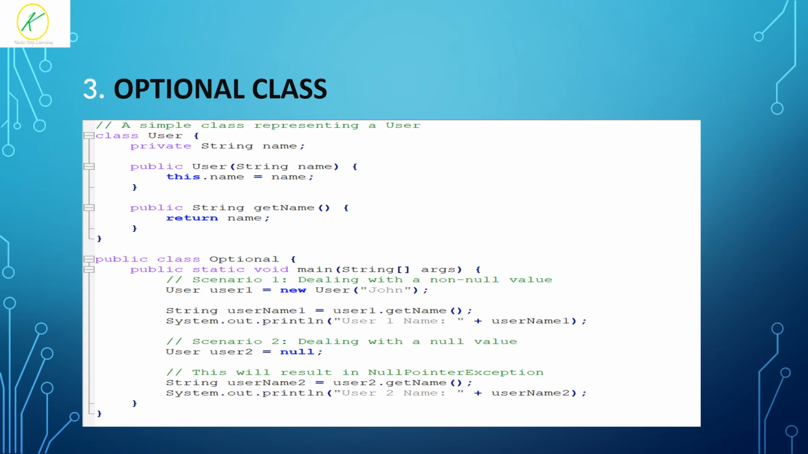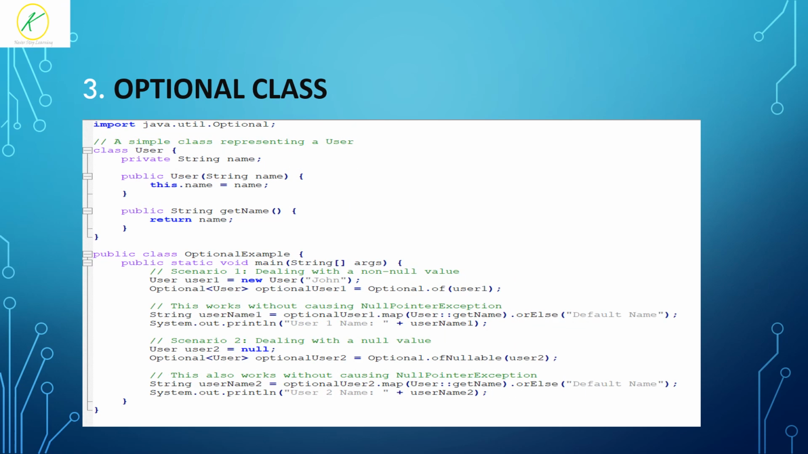Let's contrast this with the Optional example. In the Optional example, the use of Optional prevents NullPointerException by providing a clear and expressive way to handle both present and absent values. The map function is used to transform the value if present, and orElse provides a default value if the value is absent. This makes the code more robust and less error-prone when dealing with null values.